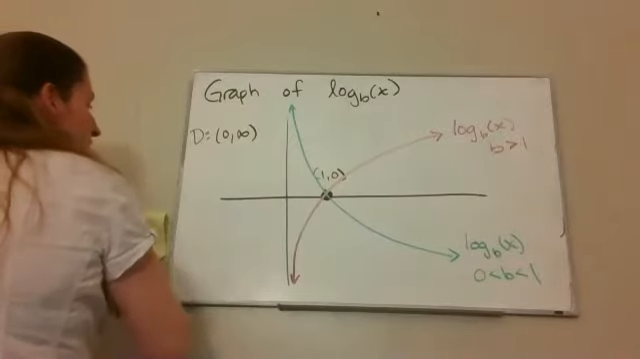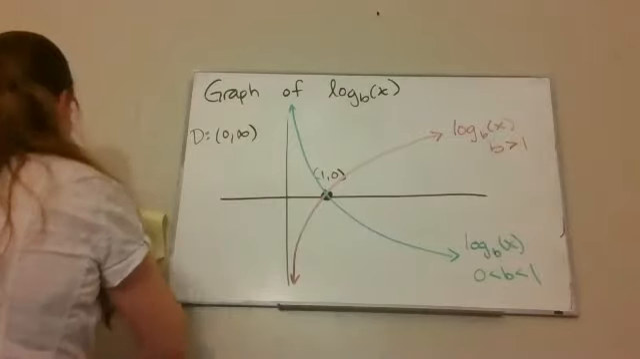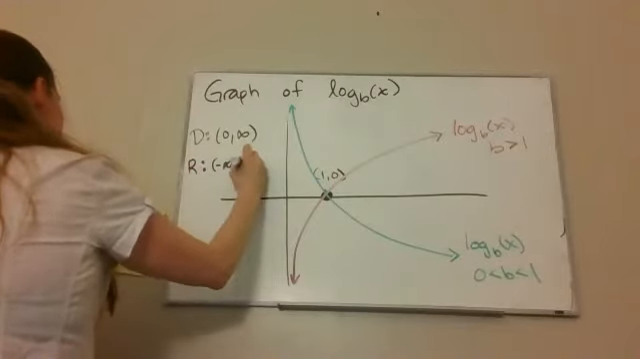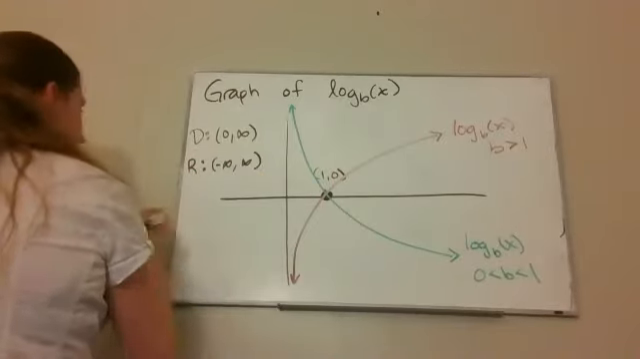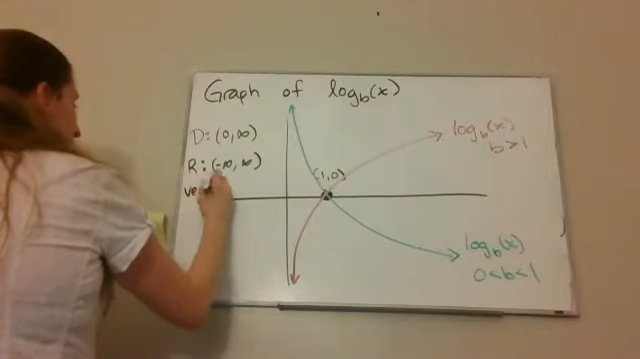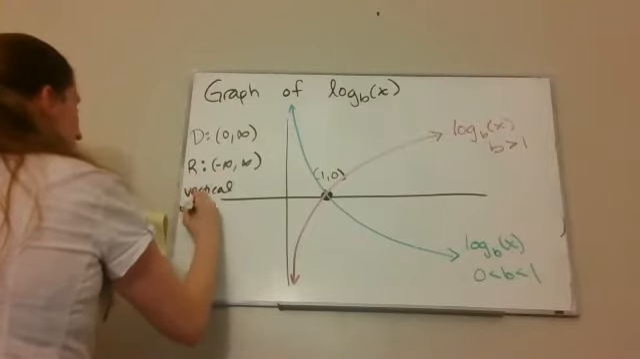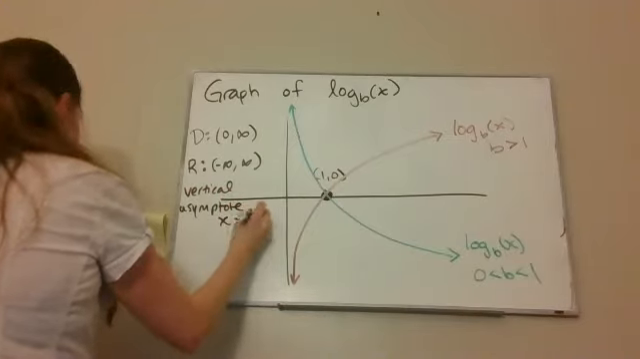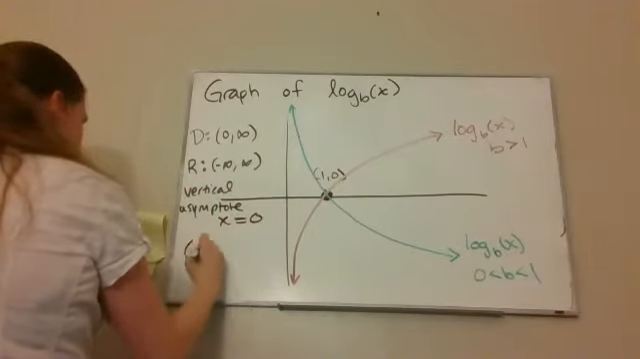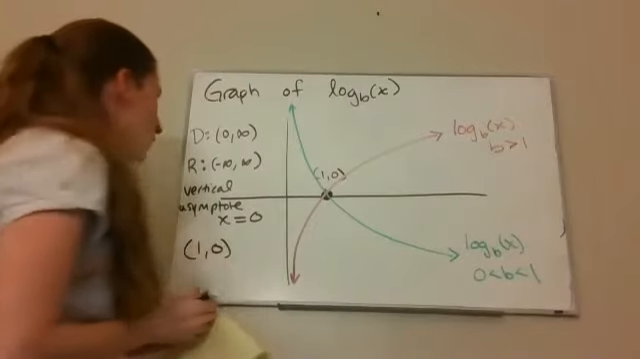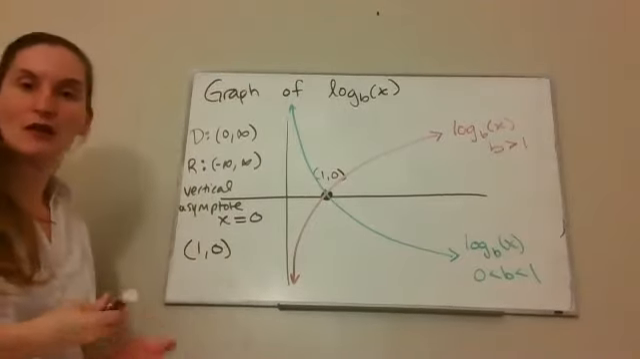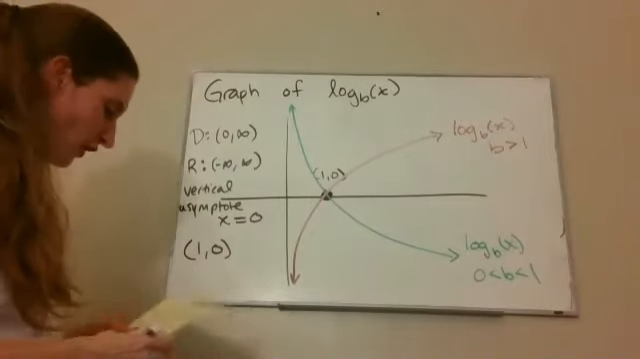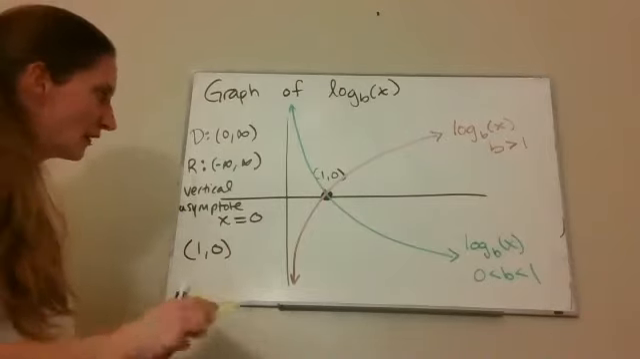So, this graph of log base b of x, we have a domain of 0 to infinity, and we don't include 0 because we just get close to it with our asymptote. Our range is always negative infinity to positive infinity. We have a vertical asymptote at x equals 0, and we have that very special point of 1, 0 that occurs regardless of which base we have. So all of your logarithmic functions look like this when they're graphed.